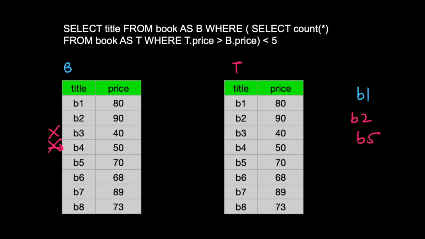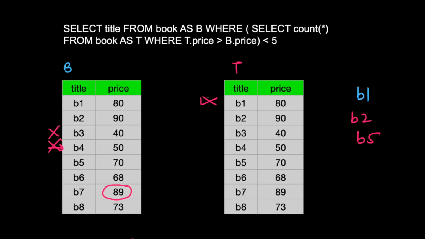68. For this 68, we will consider this. 80 greater, 90 greater, 40 no, 50 no, 70 greater, 68 no, 89 yes, 73. So what is the count? 5. 5 is less than 5? Condition is false. That means we will not consider B6. Let's consider now the next one. Next one is 89.